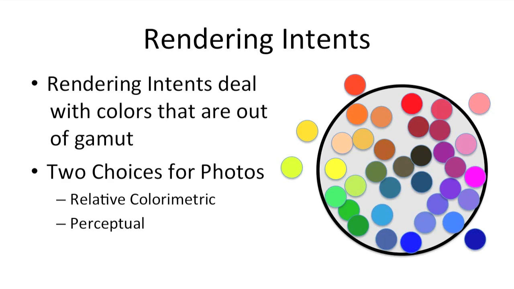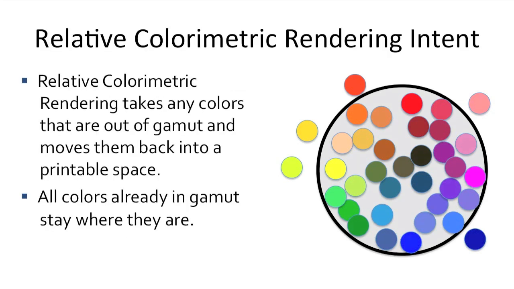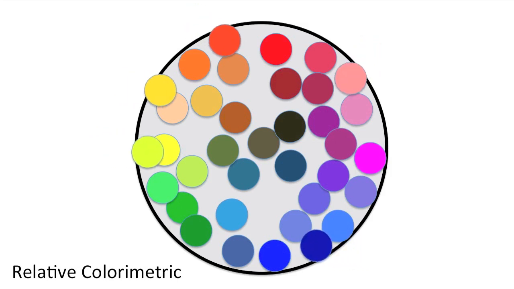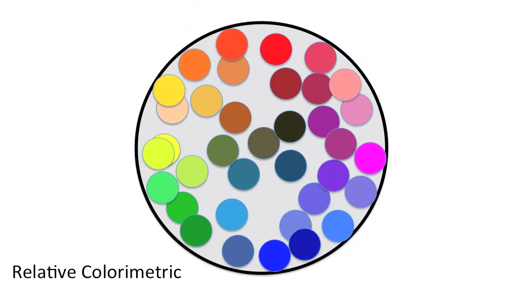relative colorimetric and perceptual. Now, relative colorimetric takes those colors that are out of gamut, as you can see here that are blinking, and is going to move them back into the printable space, which here is illustrated by that circle with all the colors inside. Now in relative colorimetric, the colors that are already in the circle, already printable, stay exactly where they are. So in essence, here's what happens. We've got these few outlying colors, and what a relative colorimetric rendering intent does is it takes those colors and moves them into a printable space without moving any of the other colors that are already there.